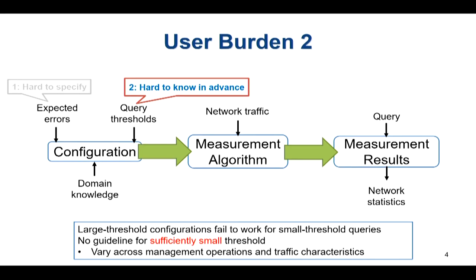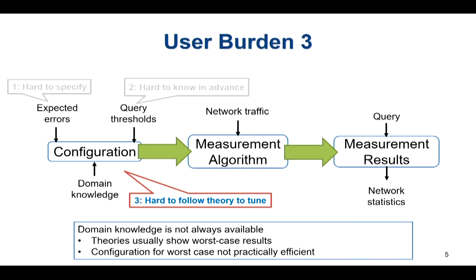If we use a too large threshold, the accuracy will drop significantly for queries with a smaller threshold. Of course, we can always employ a very small threshold for robustness. However, it's hard to say how small a threshold is sufficient, because it depends on the specific traffic characteristics and specific management operations. On the other hand, a too small threshold will introduce significant resource consumption and even cancel out the benefit of approximate measurement.